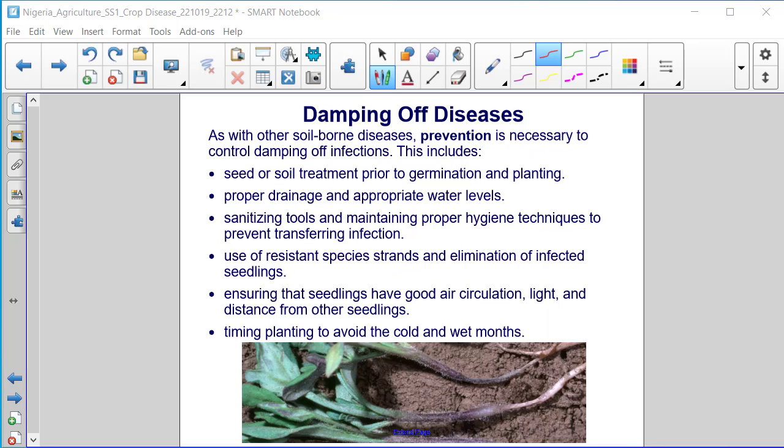As with other soil-borne diseases, prevention is necessary to control damping off infections. This includes seed or soil treatment prior to germination and planting, proper drainage and appropriate water levels, sanitizing tools and maintaining proper hygiene techniques to prevent transferring infection, use of resistant species strands and elimination of infected seedlings, ensuring that seedlings have good air circulation, light, and distance from other seedlings, timing planting to avoid the cold and wet months.